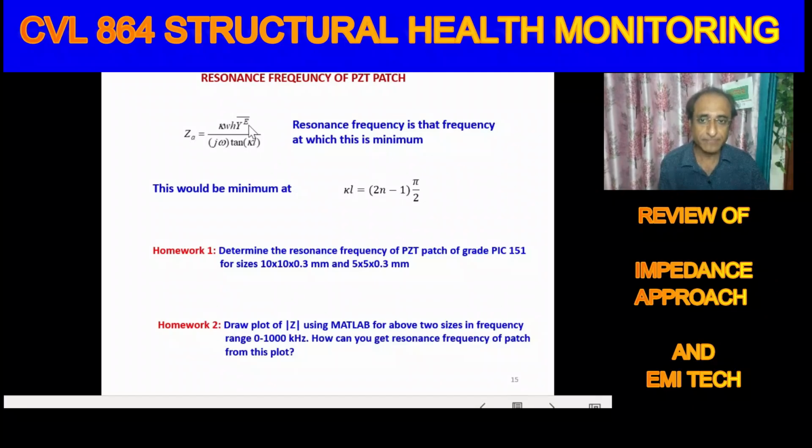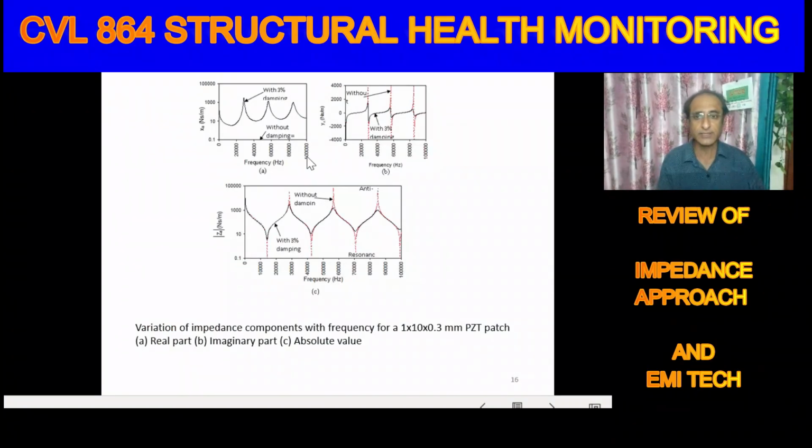You can also plot, if you work out with MATLAB, the complete mechanical impedance as a function of frequency. So homework 2 is not necessary. Homework 1 you can do. You just substitute n equal to 1, 2, 3, 4 and so on, and you will be able to obtain the resonance frequency. If you obtain the plot, it will be something like this, where we are showing the real part, imaginary part, and this is the absolute value. The absolute value is minimum at those frequencies, so those are the resonance frequencies, and correspondingly the frequencies where the value is maximum are the anti-resonance frequencies.